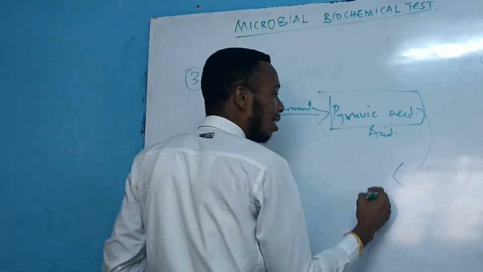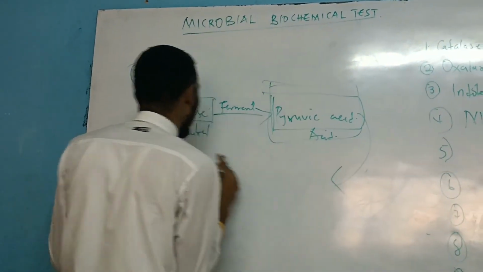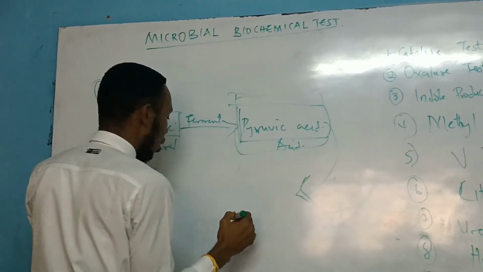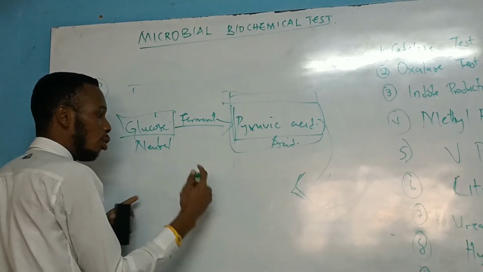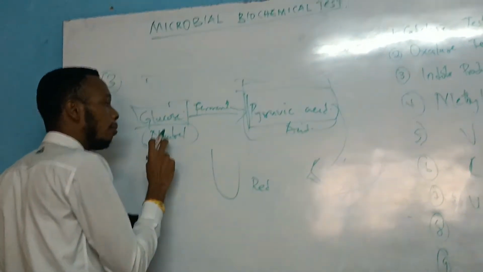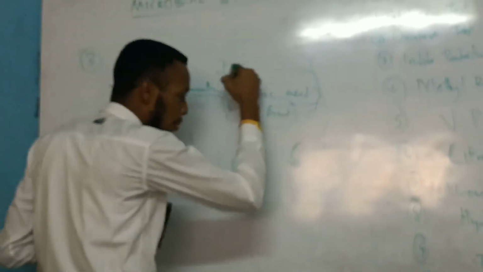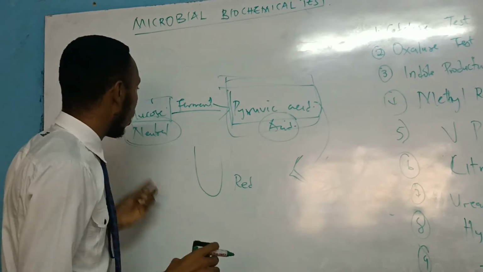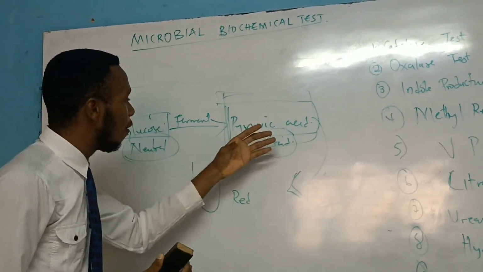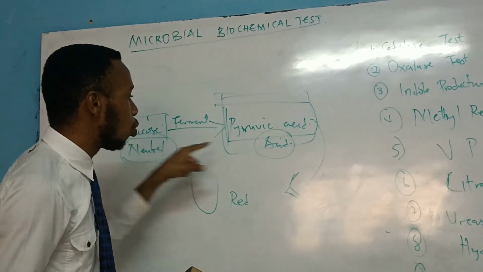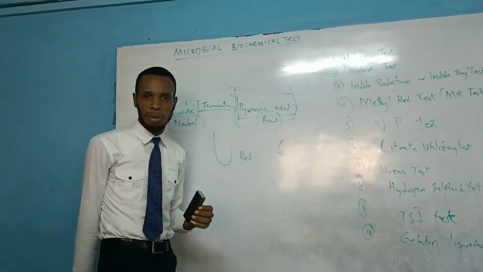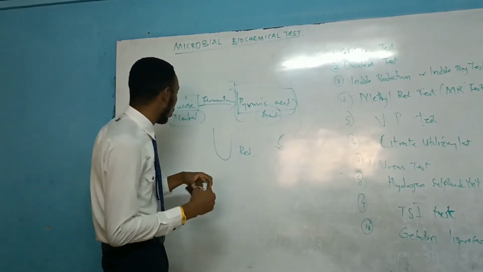Now, adding methyl red, which is an indicator, to this new solution that has been produced as a result of the fermentation of glucose by the bacteria, causes the solution in the test tube to become red, as a result of the change of its neutral pH to an acidic pH. So basically, in the methyl red test, we are trying to look at the ability of a bacteria to ferment glucose to give pyruvic acid, changing it from its neutral pH to an acidic pH. And when we add the indicator methyl red to it, the coloration of the solution changes to red, telling us that there is the production of acid as a result of the fermentation of glucose.